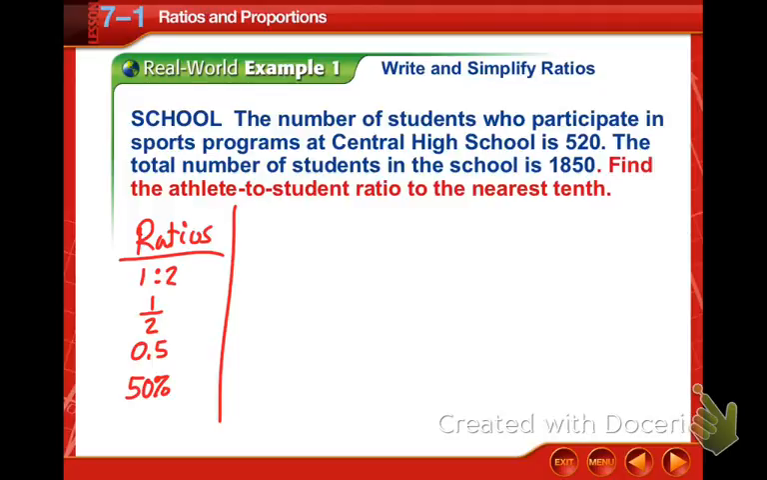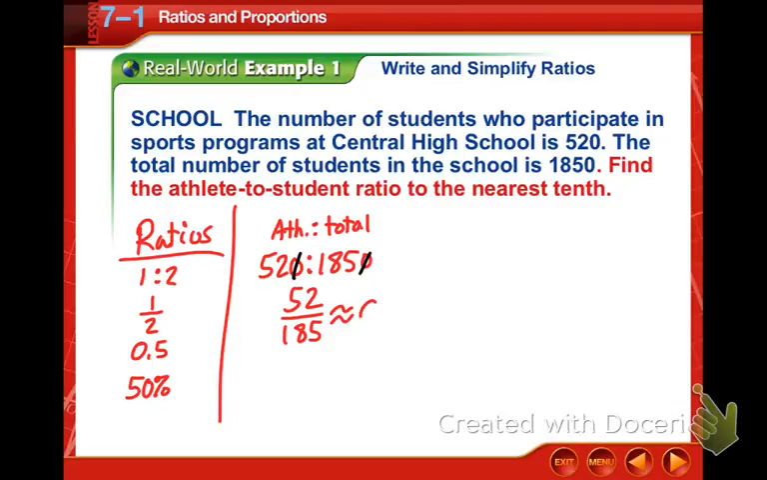So we're looking for the ratio of athletes to students, or total. So that means there are 520 athletes to 1,850 total students. First thing's easy, we can eliminate the zeros to simplify. Now let's go ahead and change this to a fraction because we can't simplify this any further. So 52 over 185, which when you divide actually comes out to be about, rounded to the nearest tenth, 0.3.